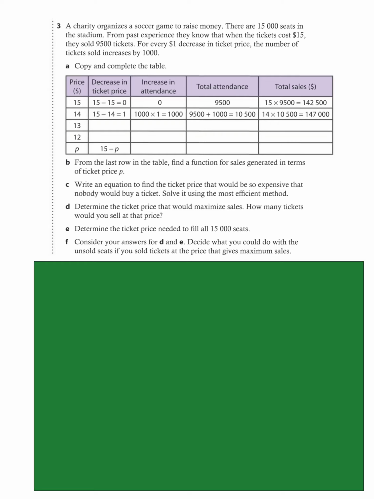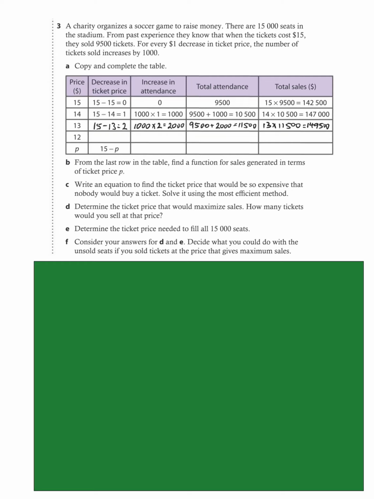All right, let's do that. Well, we just follow the pattern here. We've got 15 minus 13 equals 2. And that would be 1,000 times 2 equals 2,000. 9,500 plus 2,000 equals 11,500. And this will be 13 times 11,500. And that equals 149,500.